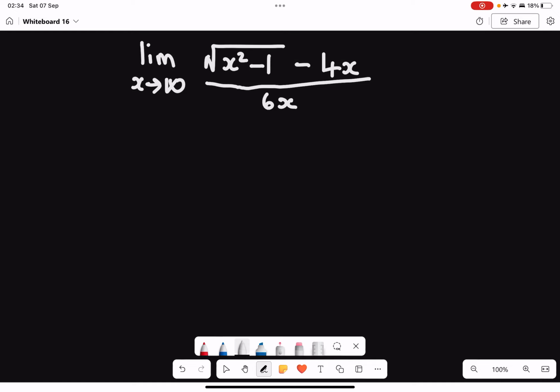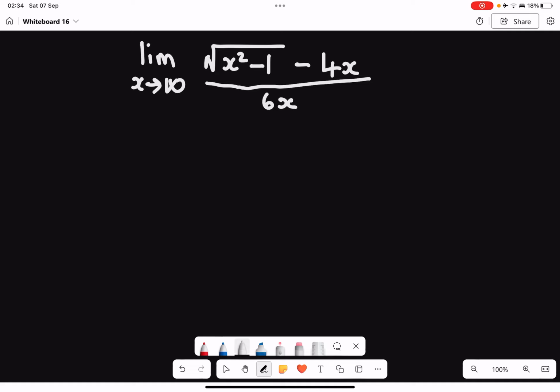Here we are going to find the limit of this expression using either factorization or L'Hopital's principle. I'm going to make two separate videos, the first one being on L'Hopital's rule. The second one will be on factorization. I'll put the link in the description.